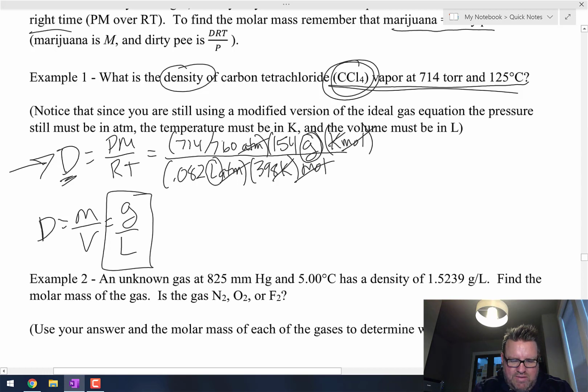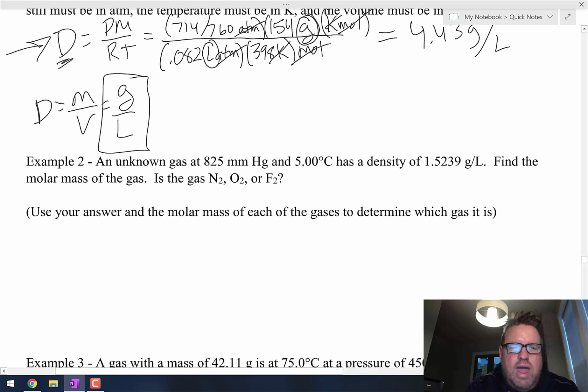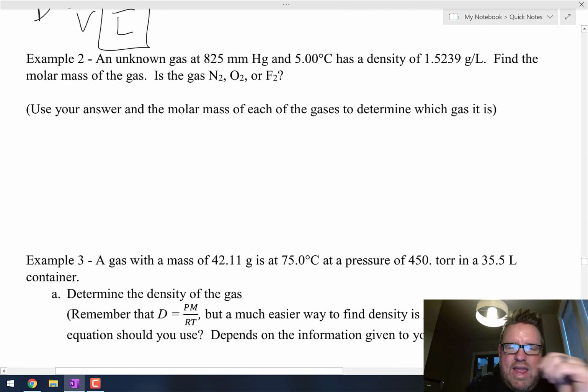So now I'm going to go 714 divided by 760 times 154 divided by 0.082 divided by 398. Again, use your own calculator. See if you're getting the same answer as me. Make sure I'm not making a mistake. Okay, equals 4.43. And then again, grams on top, liters on the bottom. 4.43 grams per liter.